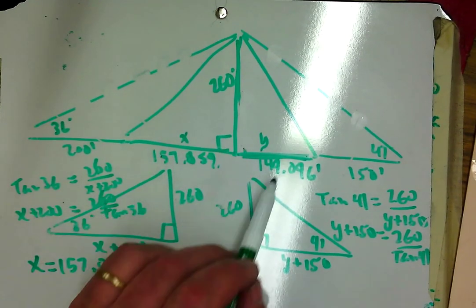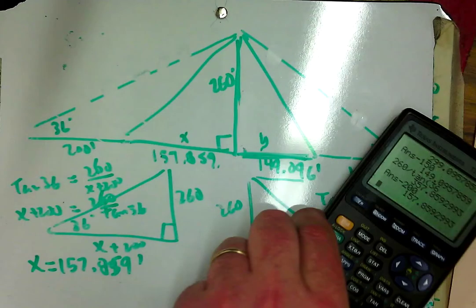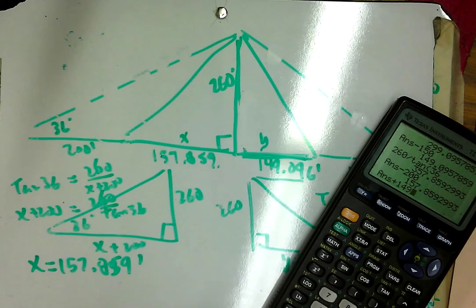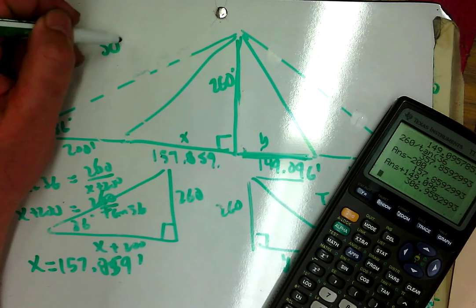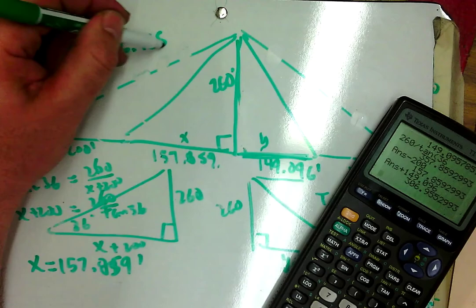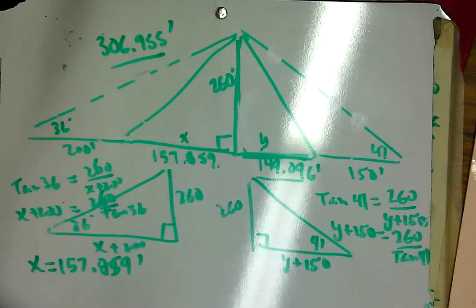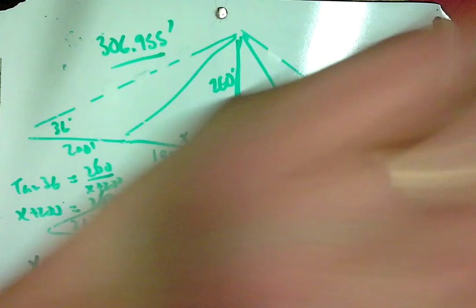157.859 feet, this part 149.096 feet, let's add them together, and we get a total of 306.955 feet. That's station 13. Station 14.